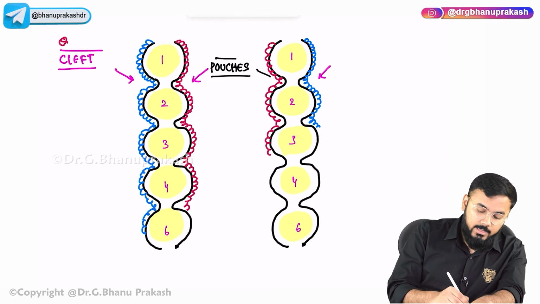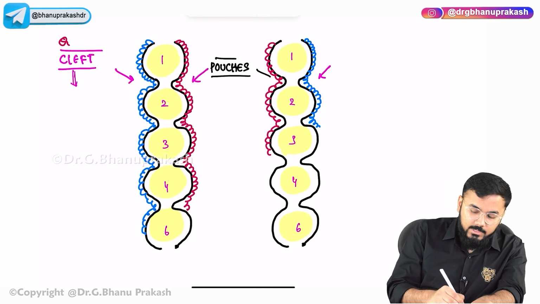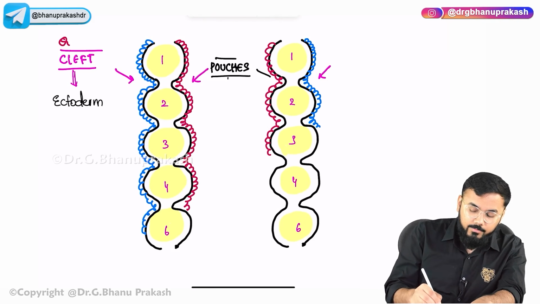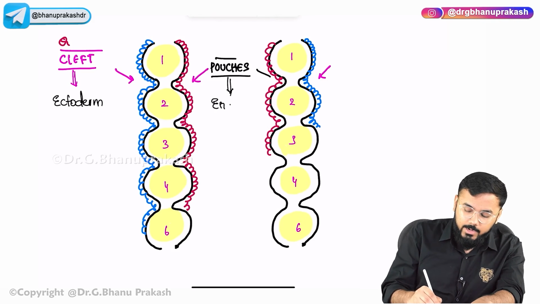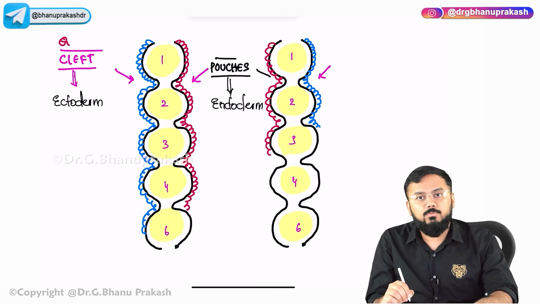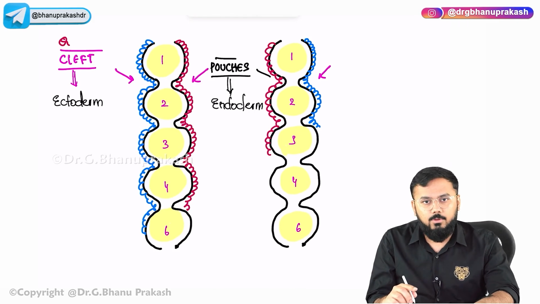So this is an important thing you have to know: the clefts are lined by ectoderm. Pouches are lined by endoderm. This is one of the very important things you have to keep in your mind.